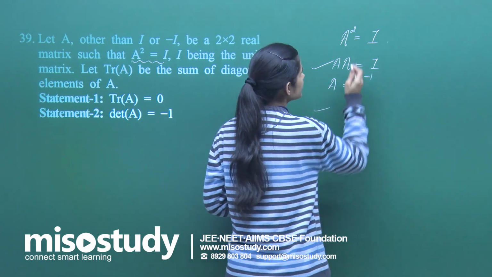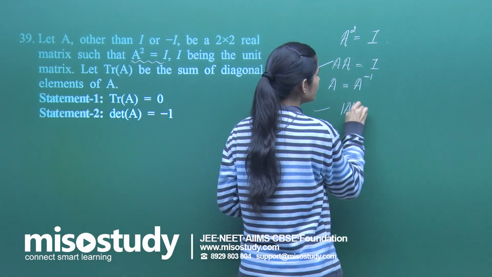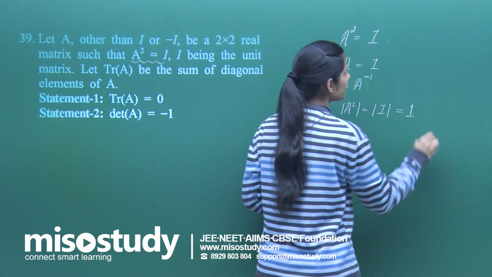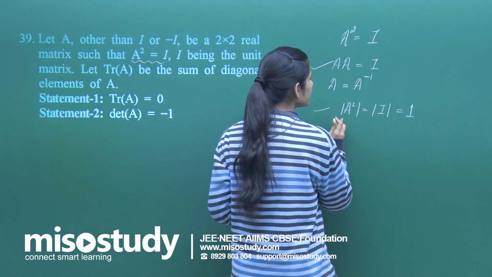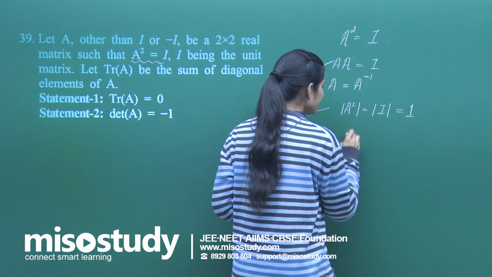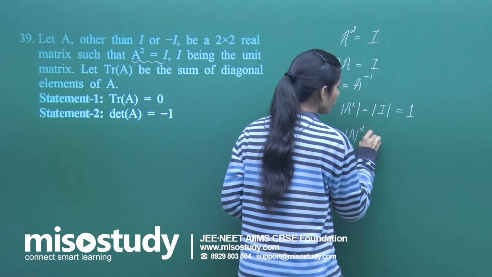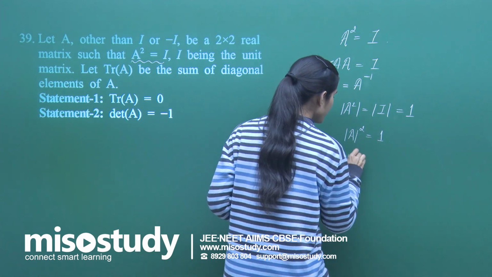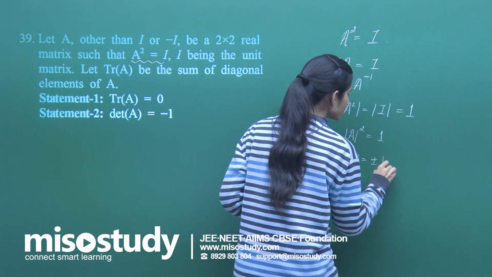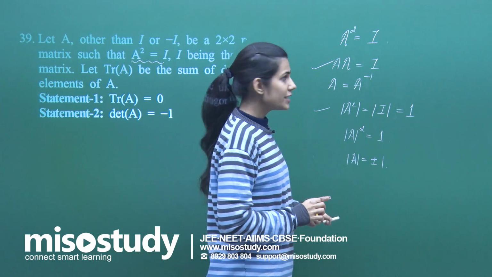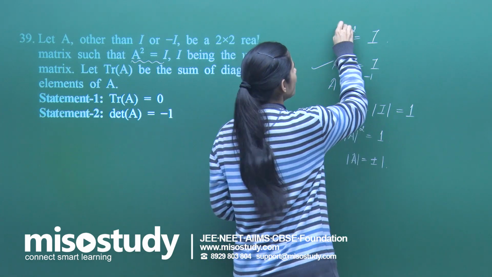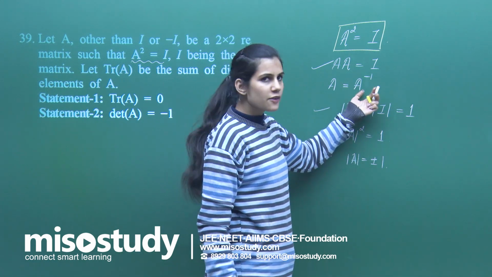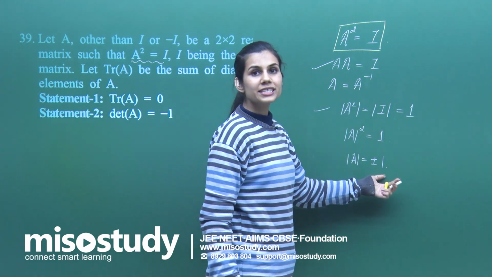Secondly, what I can say is if A square is I, then the determinant of A square is the same as the determinant of I. The determinant of the identity matrix you know is 1. So the determinant of A square is 1. But the determinant of A square is the same as the determinant of A whole square, which is 1. And if the determinant of A whole square is 1, that means the determinant of A is plus or minus 1. So two things we can infer from this single given expression that A square is I. One is that A is self-inverse, second is that the determinant of A is plus or minus 1.